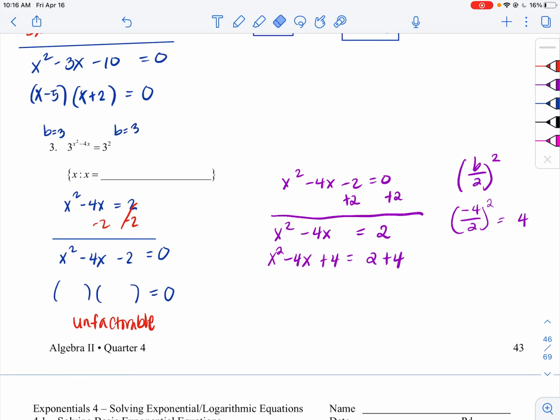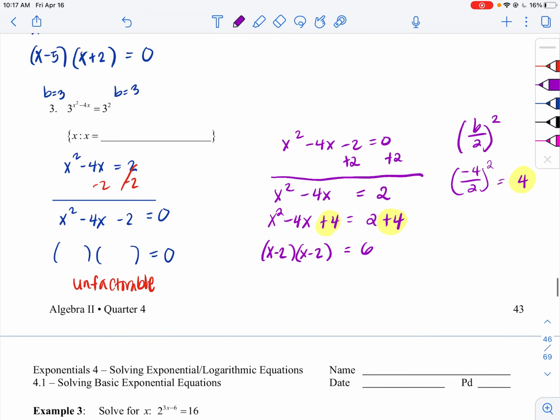And where did I get the 4? I got that from doing my formula. And then this is now factorable. So 2 plus 4 is a 6. We are looking for two numbers that when we multiply, we'll get positive 4, and when we add, we'll get negative 4. So hopefully you are saying x minus 2 and x minus 2. So this is x minus 2 squared equals 6.